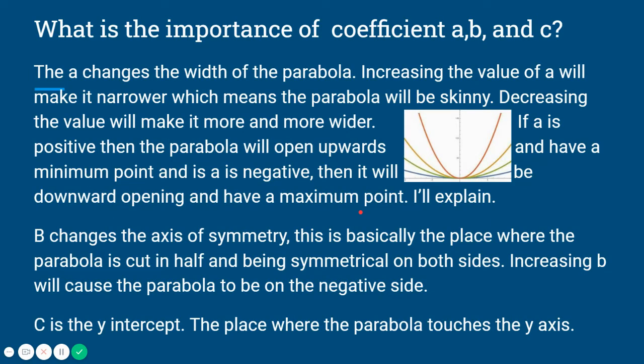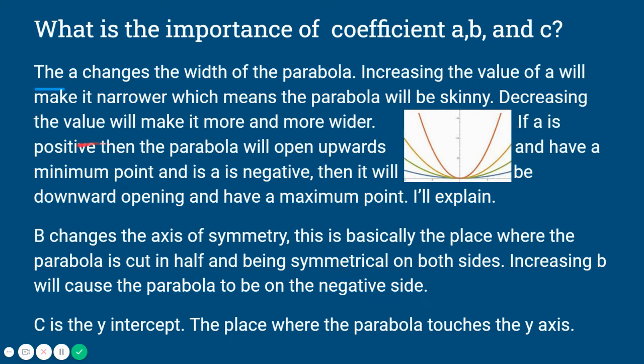So what is the importance of coefficient A, B, and C? A changes the width of the parabola. Increasing the value of A will make it narrower. So let's say for this, A is approximately equal to 3. Decreasing the value of A will make it wider. So you see how wide this is. A is probably equal to 1/5 or 0.2.